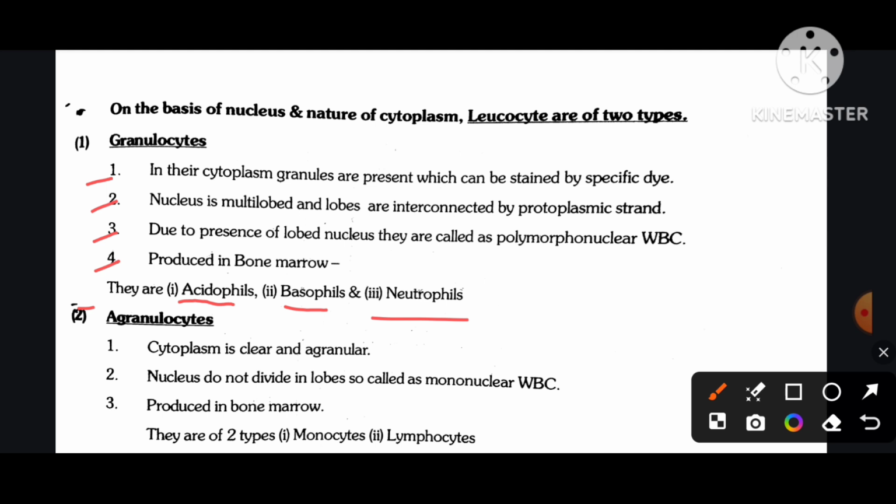Number 2, agranulocytes: cytoplasm is clear and agranular. The nucleus does not divide into lobes, so they are called mononuclear WBC. Produced in bone marrow, there are two types: monocytes and lymphocytes.